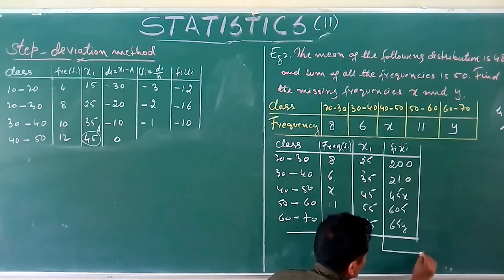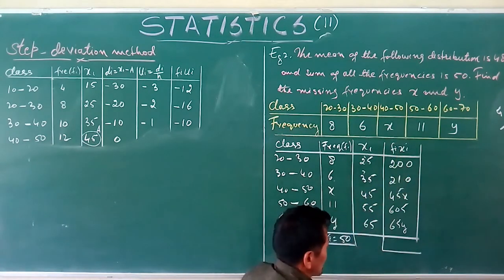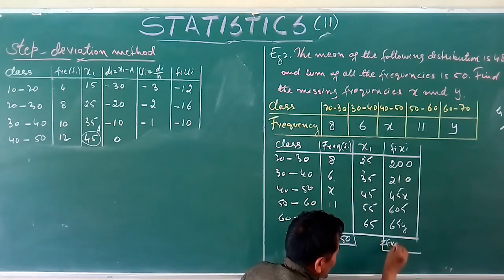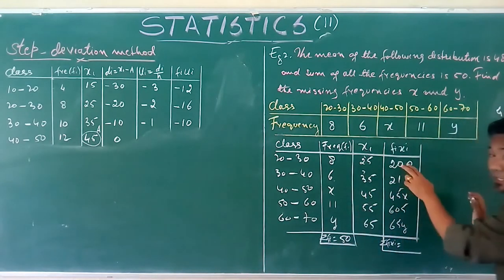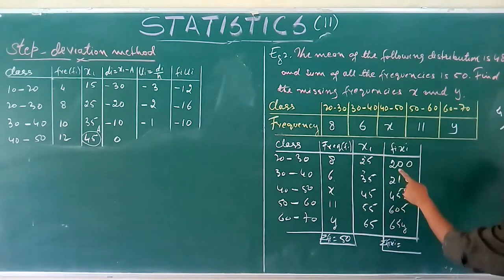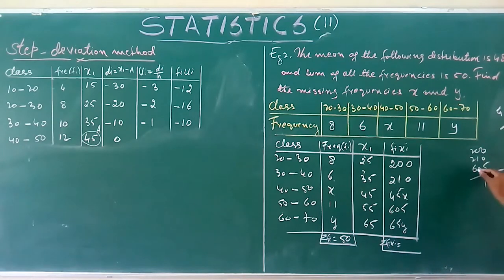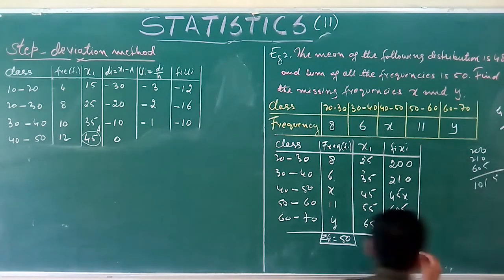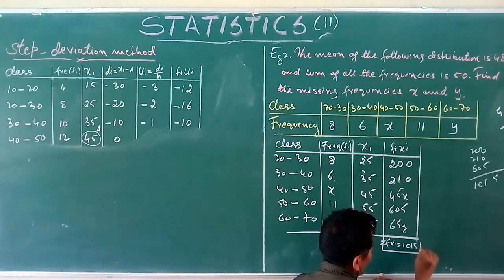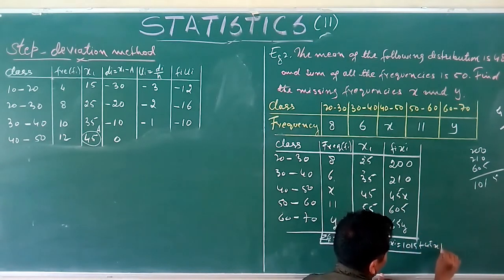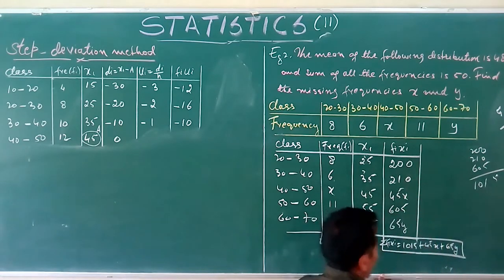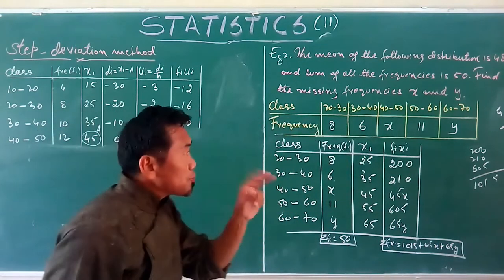And again, we need the summation of this, fixi. So the summation of fixi is a little different here because you are going to add all the numbers first. This, this, and here. So which is equal to 200, 210, and 605. So 5, 1, here, 10, isn't it? So 1015. So which is equal to 1015 plus 45x plus 65y. So this is the summation of fixi. So now we get the two equations.